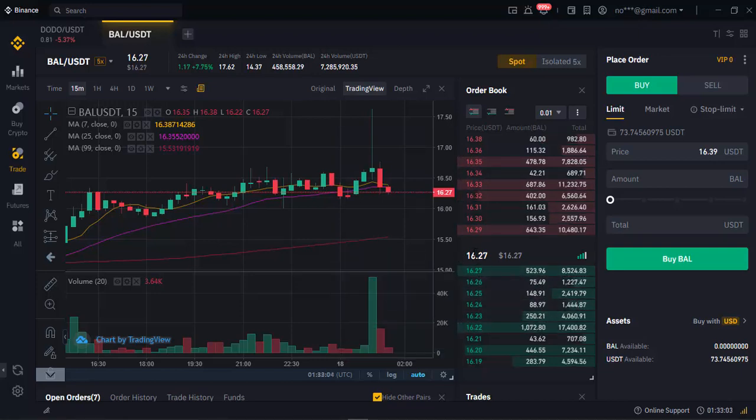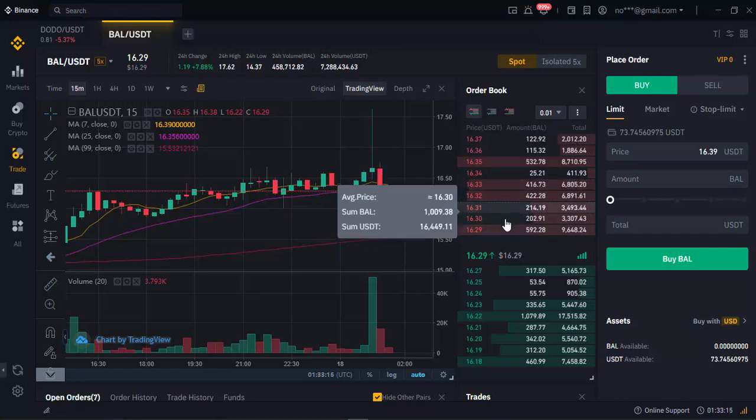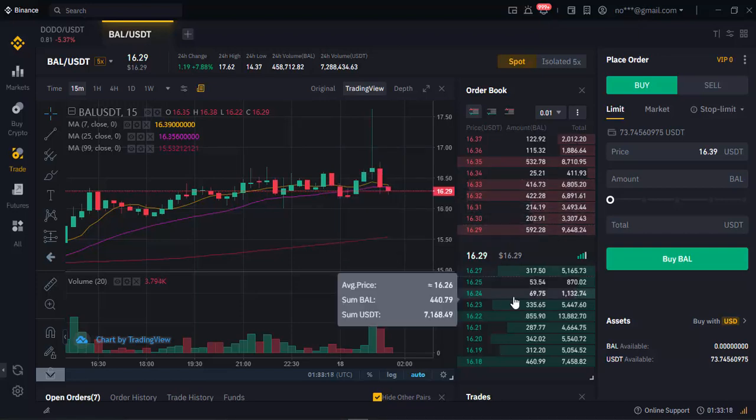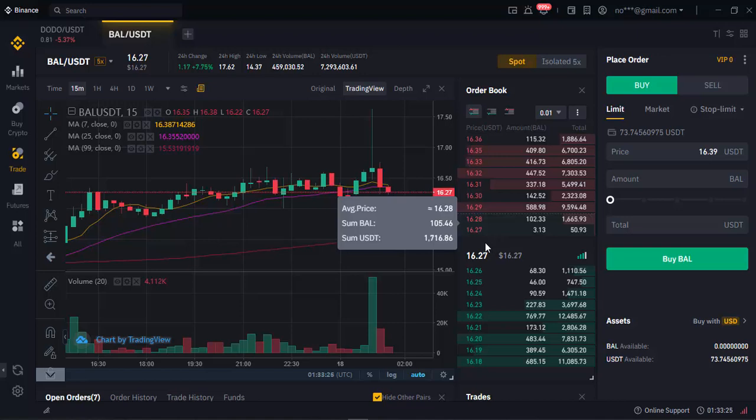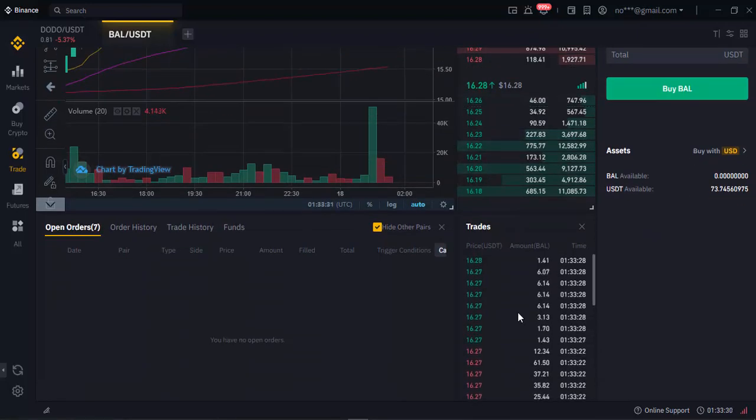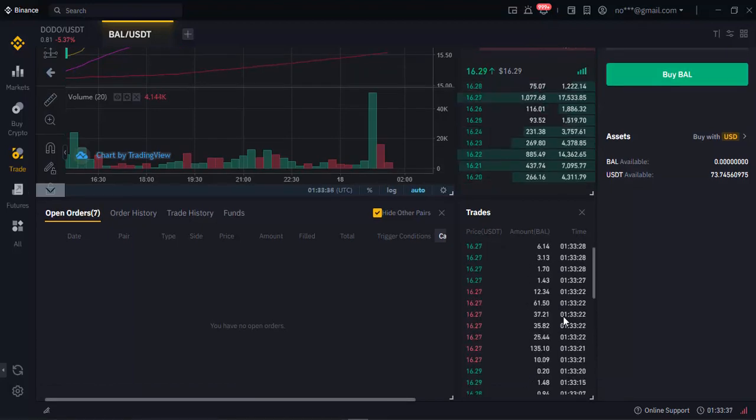Okay, now this is the market price. The market price is like the center between the sellers and the buyers. So this is where the market price is. As you can see, it keeps on fluctuating. And here are the already executed trades. If you go down and down, you see the already executed trades.